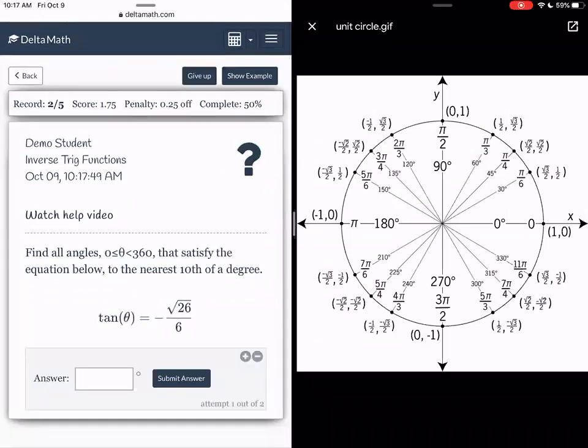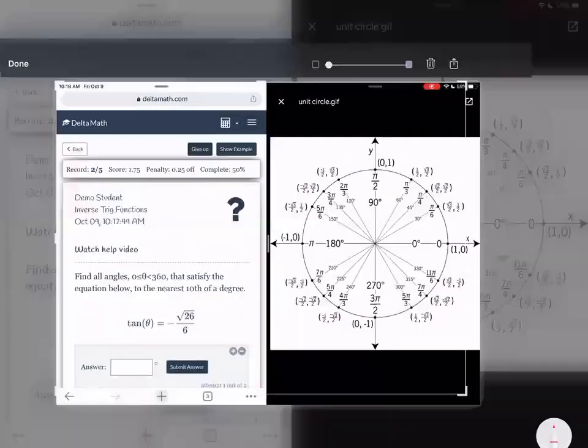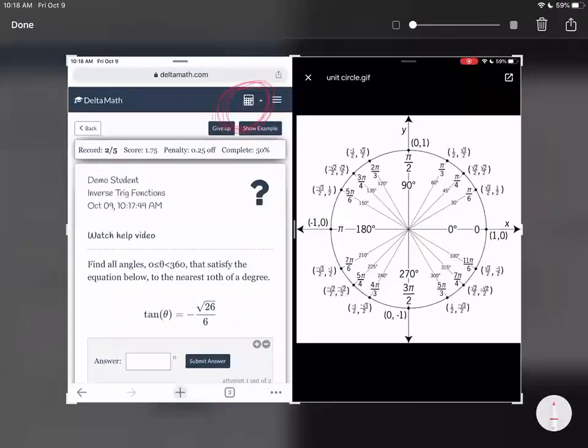Okay, so now we have this really weird one that's not on the unit circle, but that's okay because we have a calculator. So just so you guys know, the calculator is right over here, this button, we're going to use this calculator, okay? So what are we going to type in the calculator? They gave us a tangent, so you want to type tangent inverse of negative radical 26 over 6. So this is what we're going to type into the Delta Math calculator. If you have your own calculator, that totally works too, but I don't know how to standardize that. So I'm going to show you on the Delta Math calculator.